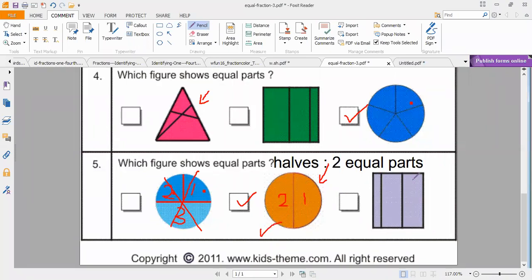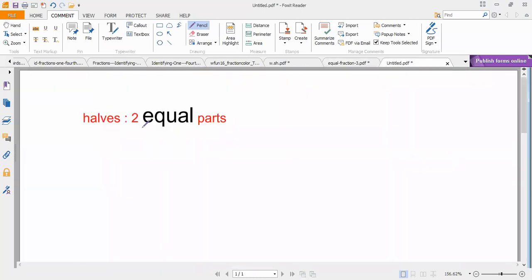These are halves. Here, how many parts? Three. Can we say that this shape is divided into two equal parts? No, we cannot say that these parts are halves. So we said the halves means two equal parts. Important to be equal, grade 1. Equal parts. Two equal parts.